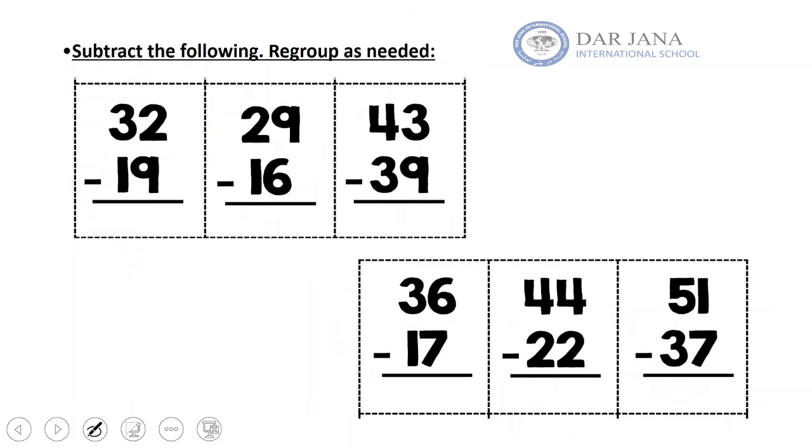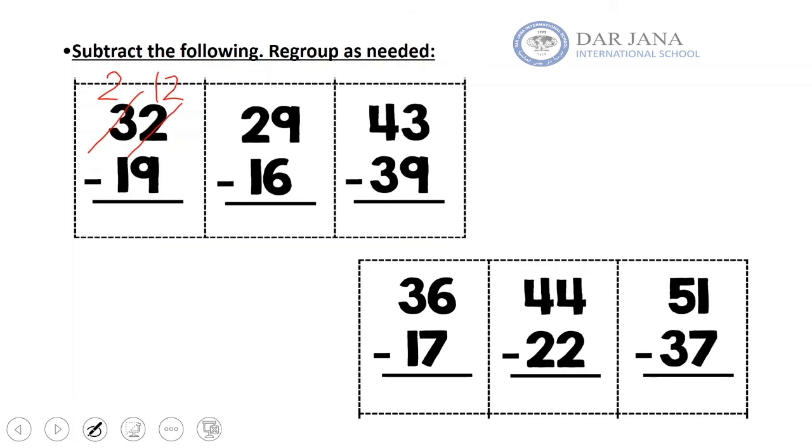Next. 32 minus 19. Always we start with the ones. Remember that. 2 minus 9. Can I say 2 minus 9? Do I have enough? No. More on the floor, you have to go next door. So, I will borrow from the 3. The 3 will become 2. And the 2 will become 12.